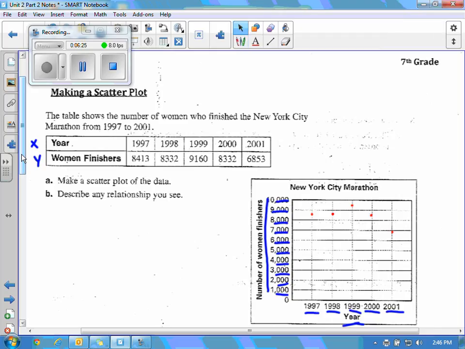So the second part of the problem says to describe any relationships you see. I'm going to leave that to you. What do you see going on here? Is the data constantly going up? Is it going down? All this kind of thing. One thing that I just realized I want to think about is that September 11th happened in 2001, so that might have an impact on this.